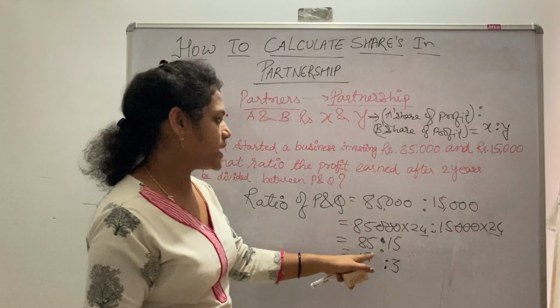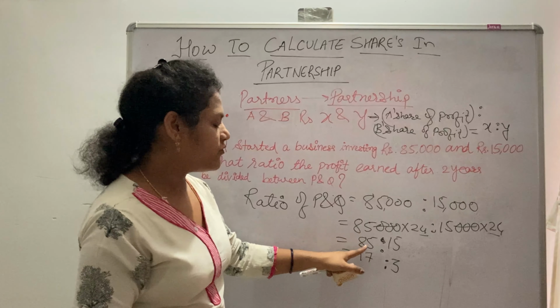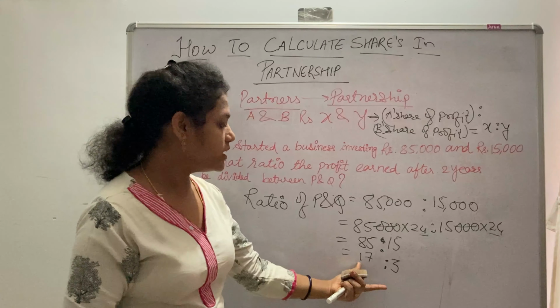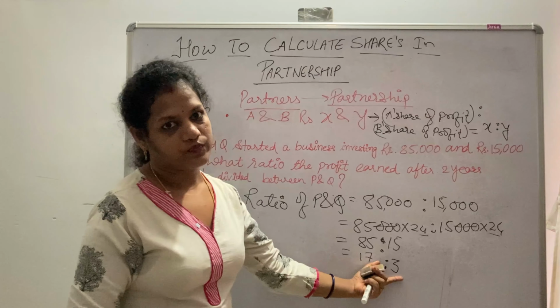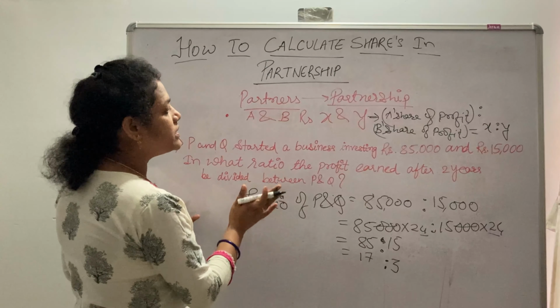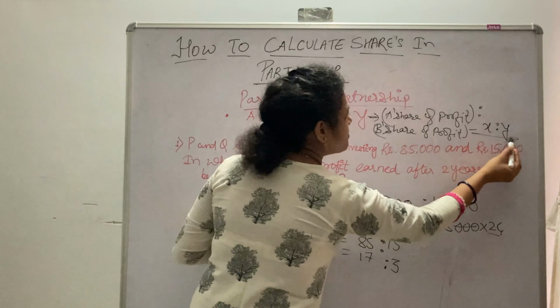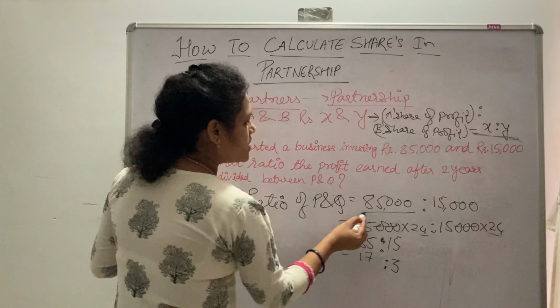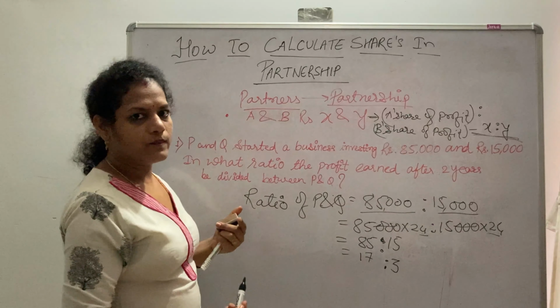Okay, this side got cancelled. What is left? 85 is to 15. When you cancel again, what will you get? 17 is to 3. So friends, in this way you can solve when the time period is the same.